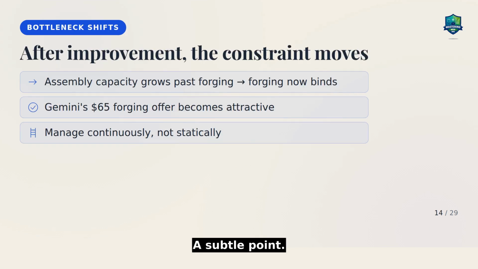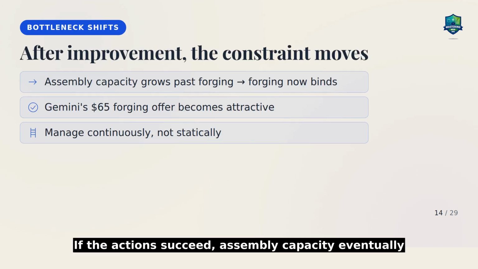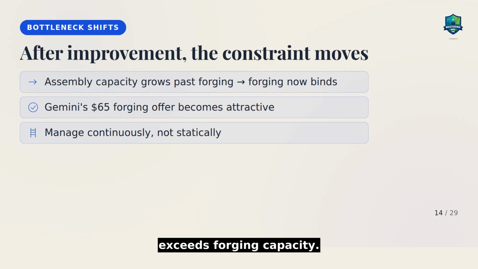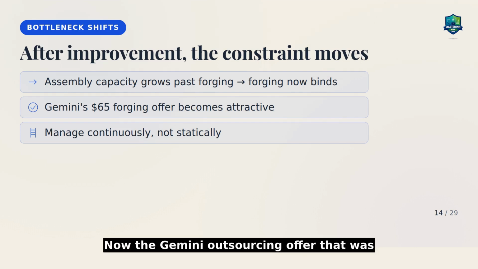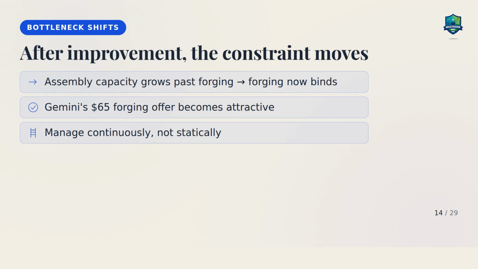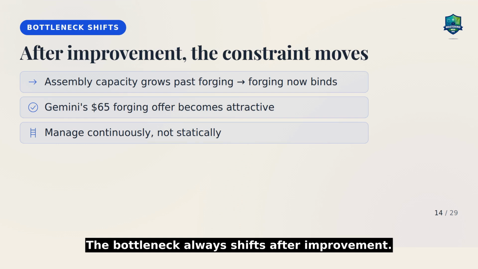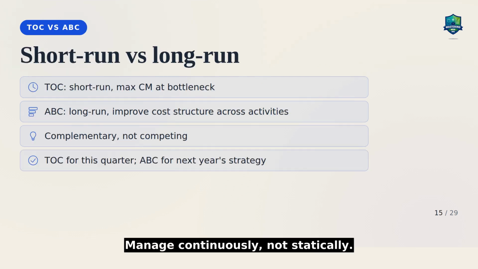A subtle point. If the actions succeed, assembly capacity eventually exceeds forging capacity. The bottleneck moves to forging. Now the Gemini outsourcing offer that was rejected earlier becomes attractive because it adds output. The bottleneck always shifts after improvement. Manage continuously, not statically. Theory of constraints is a short-run framework.